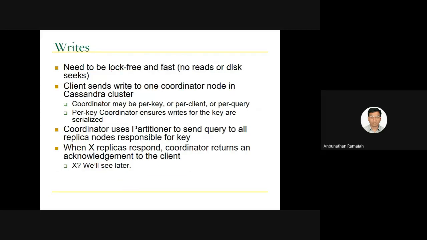So how are writes happening? They need to be lock free and fast. The client sends a write to one coordinator node in the Cassandra cluster. The coordinator may be per key, per client, or per query. A per key coordinator ensures writes of the key are serialized, so the writing happens in a serial manner.